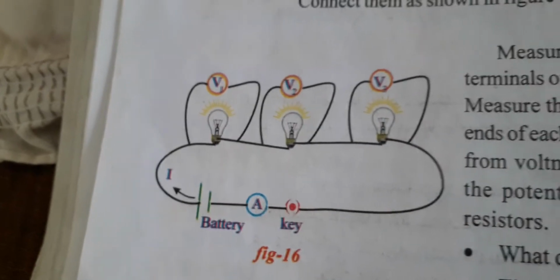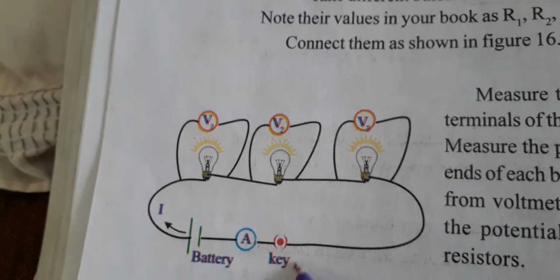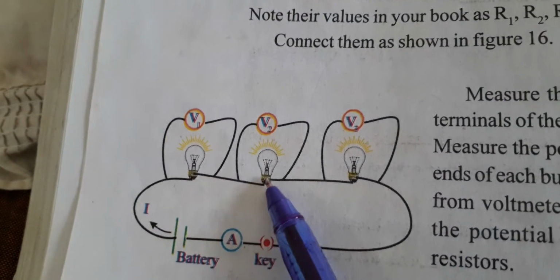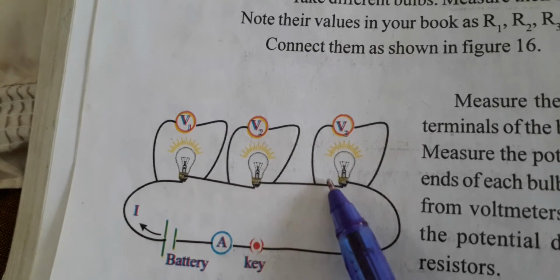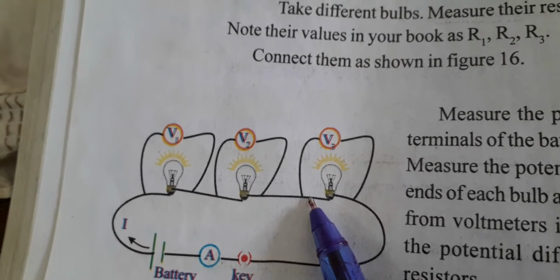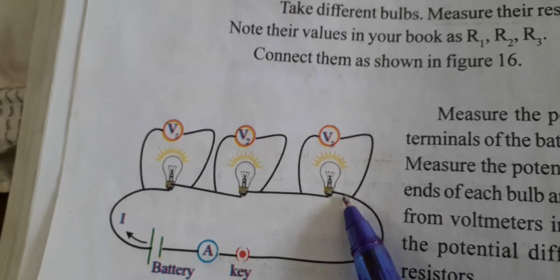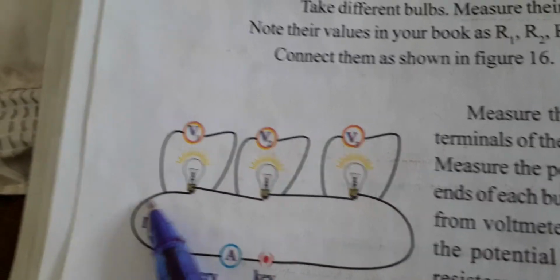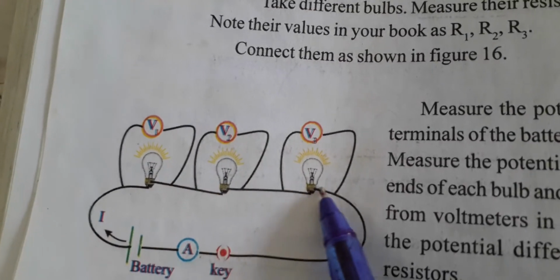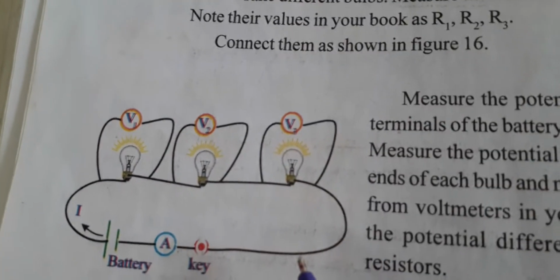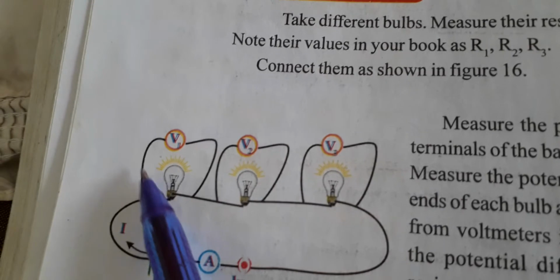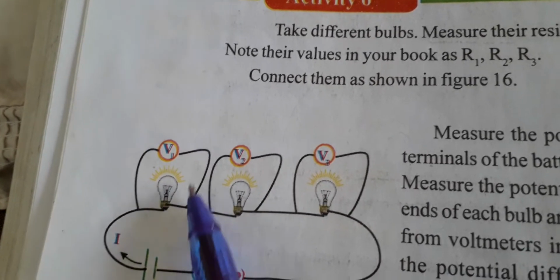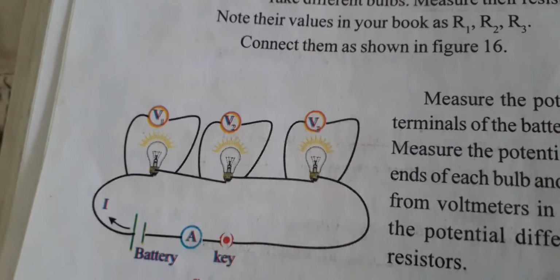Series connection. So end to end means this end of the bulb is connected to the other end of the bulb, and then this end is connected to the next bulb, and like that. This is called end to end connection or the series connection, where whatever current is flowing here will continue to move in all the bulbs equally, whereas the potential difference across each bulb is different.